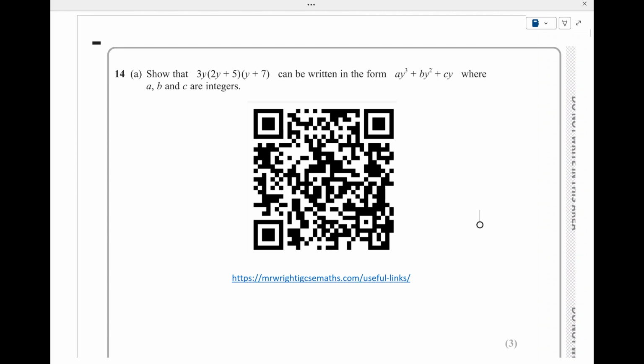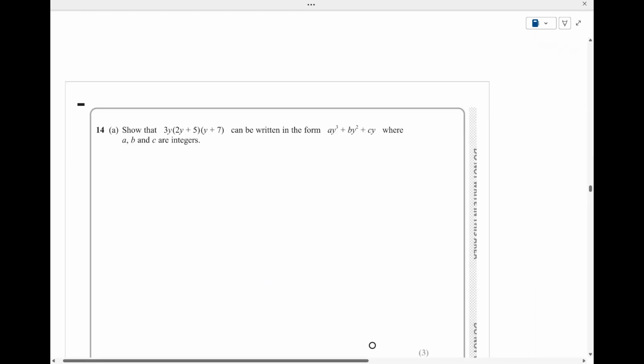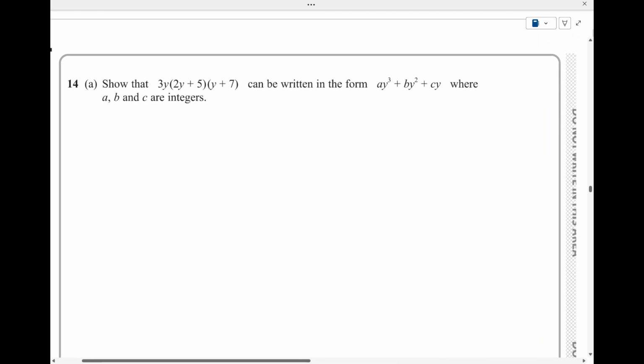Right, let's have a look at question 14. How do I delete that? Let's get that out of the way and get this out of the way. Question 14a, expanding brackets. Let's have a look. We've got three expressions here, 3y, 2y plus 5, and y plus 7, and we're multiplying them all together.